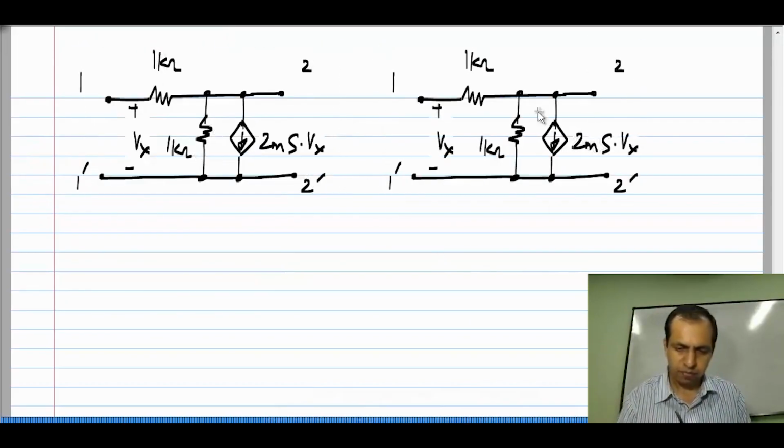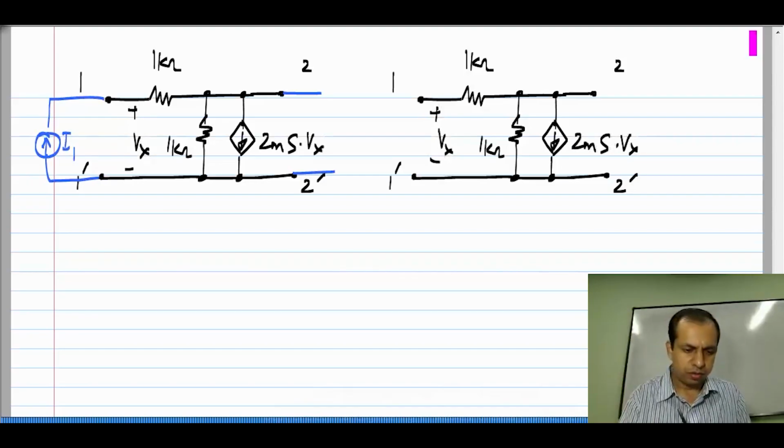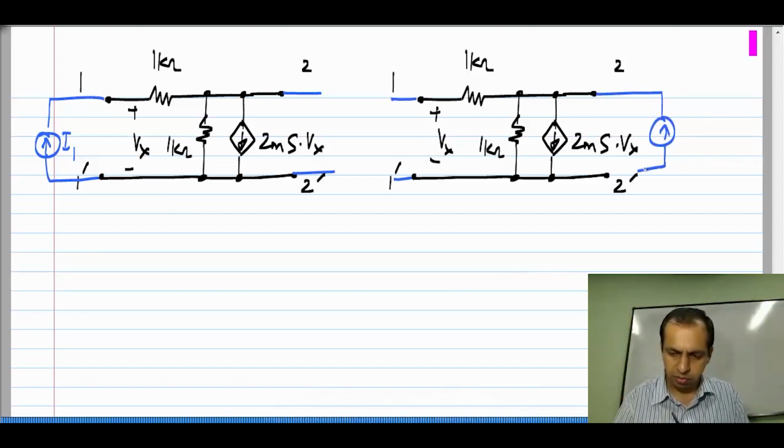So, again I need two cases, one in which port 2 is open circuited, a current is applied to port 1, and another case where port 1 is open circuited and a current is applied to port 2.